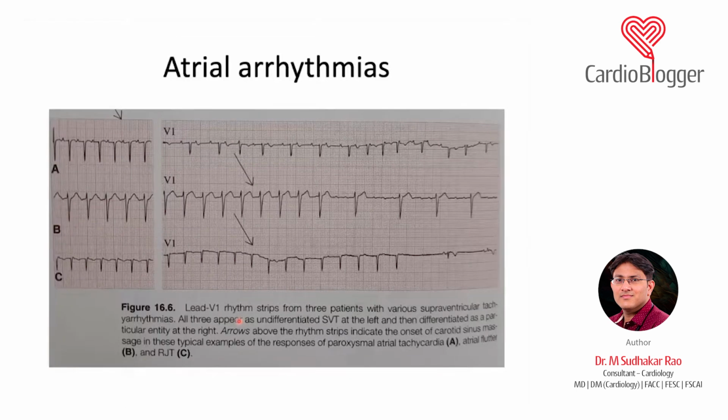So these are the various atrial arrhythmias that I told you. Here you can see we have given a carotid sinus massage. This is the first strip, a lead V1 strip, focal atrial tachycardia. The carotid sinus massage doesn't make much difference, except it brings out the P waves very clearly. In atrial flutter, if you give a carotid sinus massage, you can see all the flutter waves are very clear.